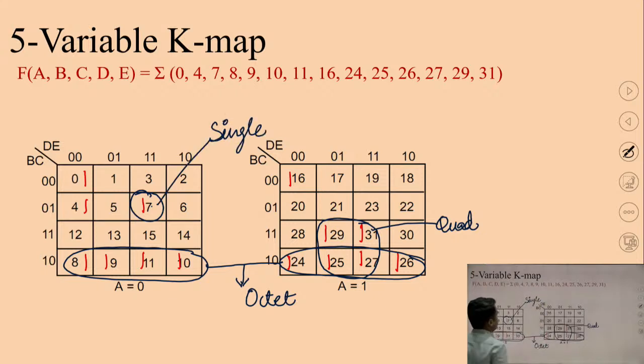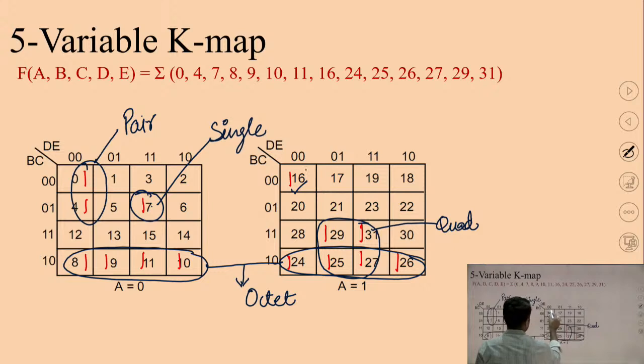Okay, this is a single. Okay, then 0 and 4 can make a pair. Okay, then this 16. Now for 16 you have two options. Either you can make this 16 and 24 as a pair, or 16 from here and 0 from the other K-map. So you have two options, you can opt any one. So I am making this 16 and 24, these as a pair.